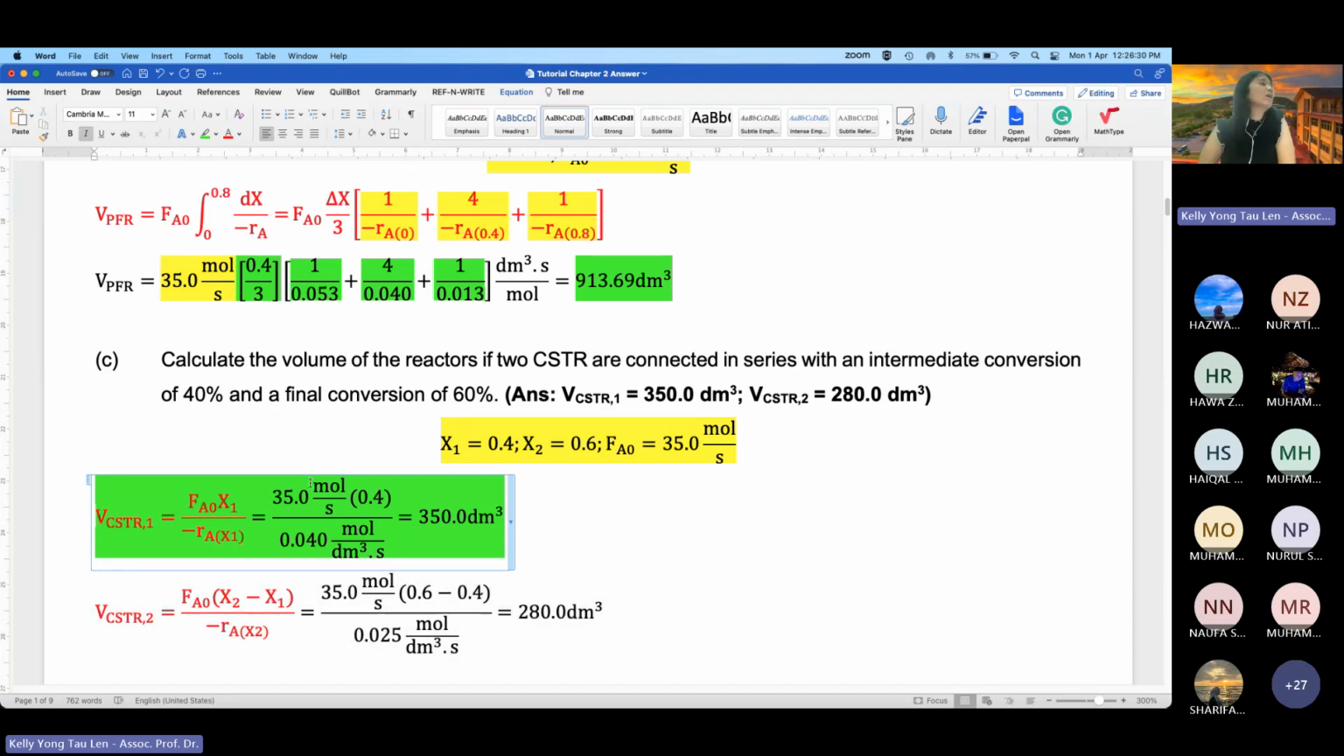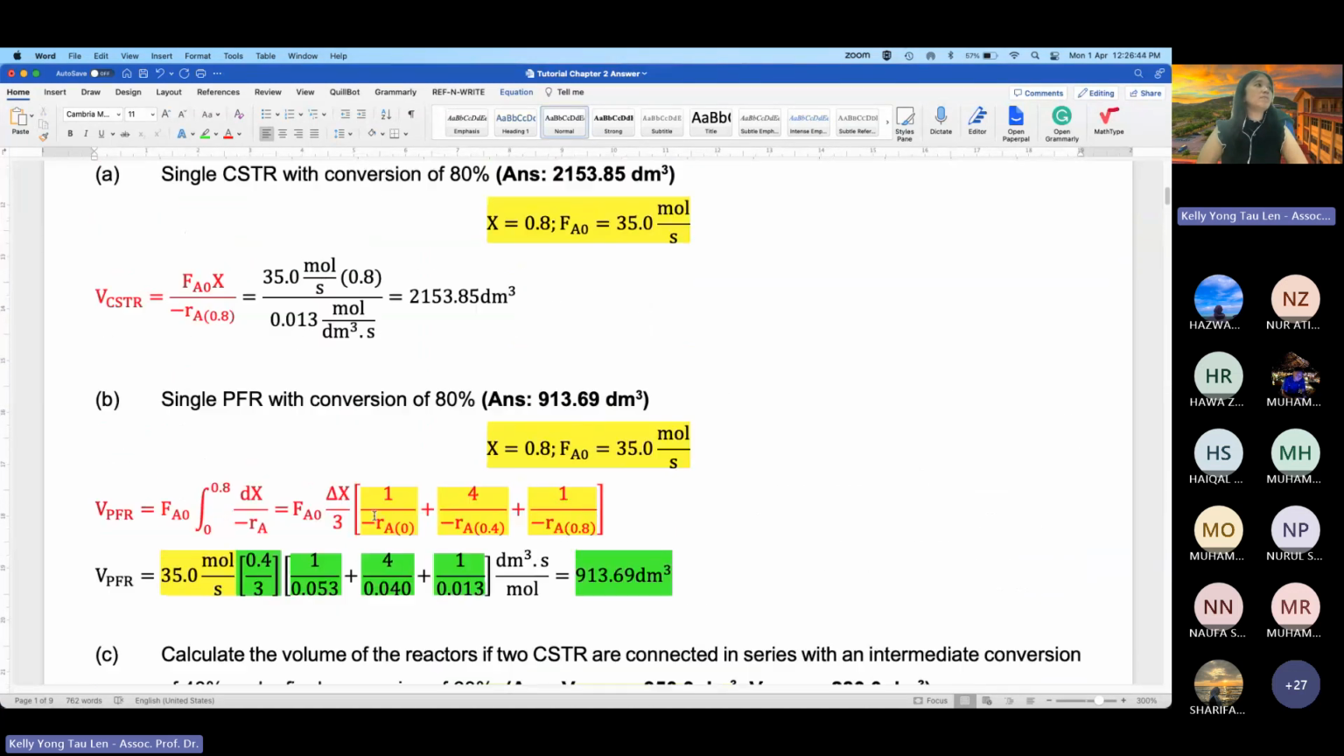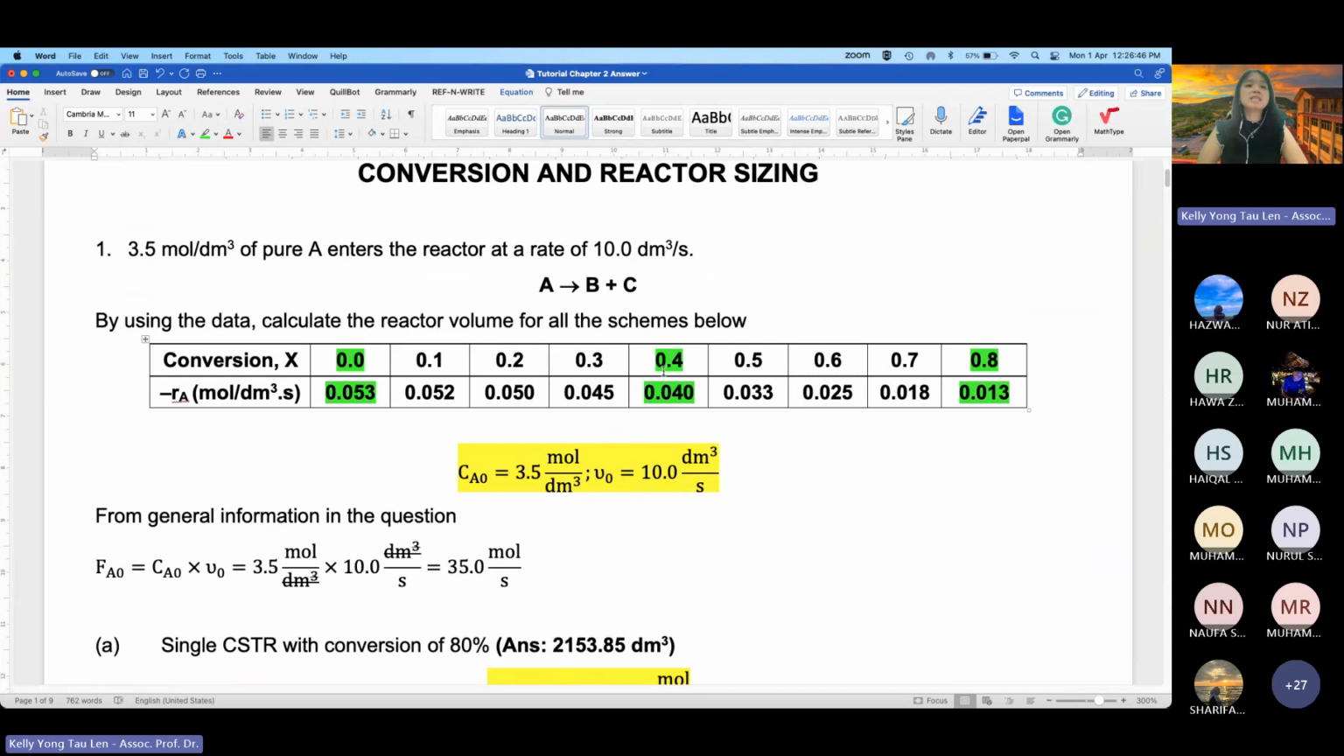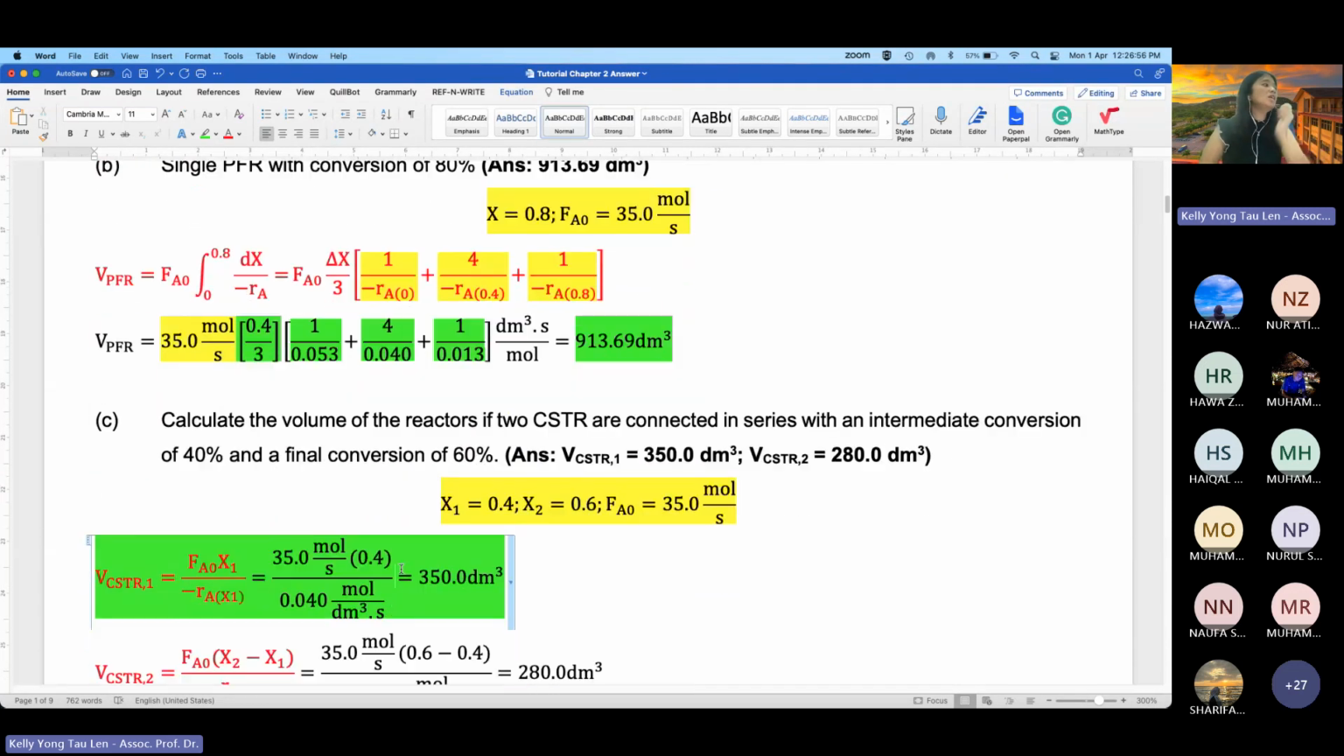Okay, so how do we calculate? So the FA0 is 35, it's still the same. The X1 is 0.4, okay. The X1 is 0.4 and then minus rA when my X is 0.4. So again, you go to the table, you can find that when my X is 0.4, my X1, my minus rA is 0.040. So you just replace with 0.040. So you will get the volume of your first CSTR as 350 dm cubed.